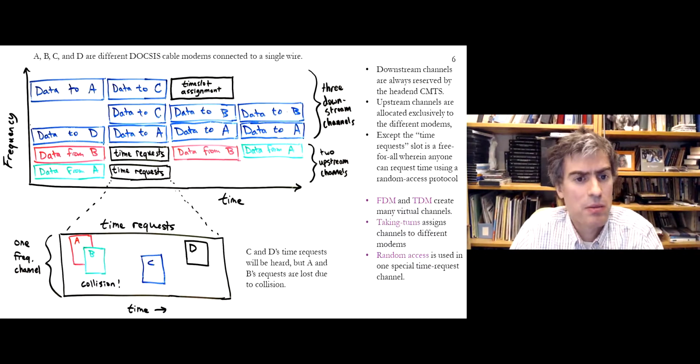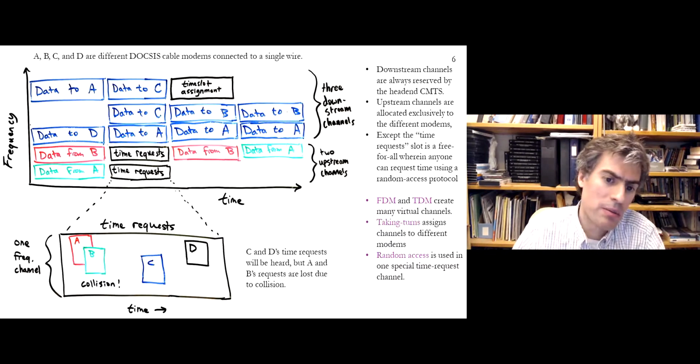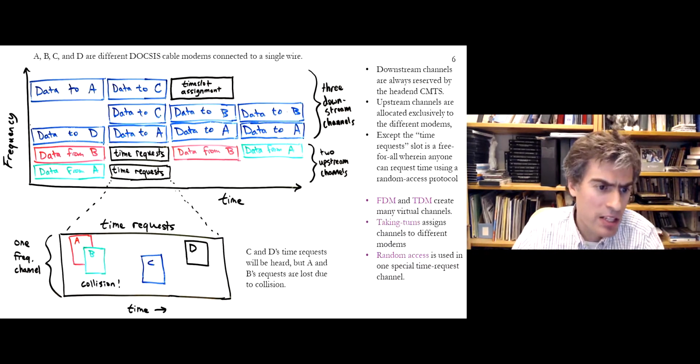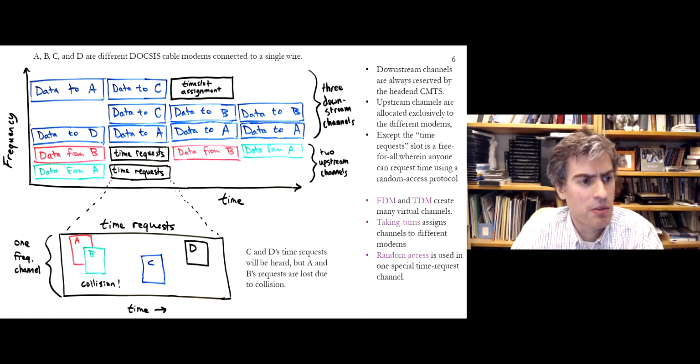Some of these downstream segments are dedicated to telling the cable modems when they can talk in the future. So, for example, this time slot assignment here might have contained the information telling A that it can use this time slot in the upstream channel to communicate data back. And similarly, this data from B must be happening because at some previous time there was a time slot assignment from the central system telling B that it can send at this particular time.